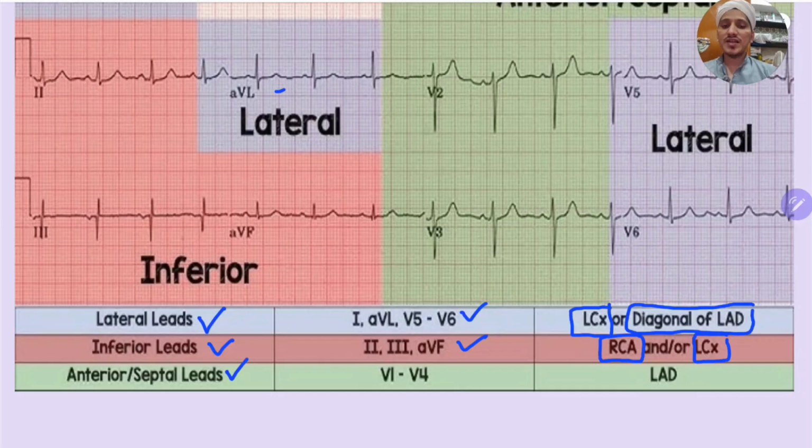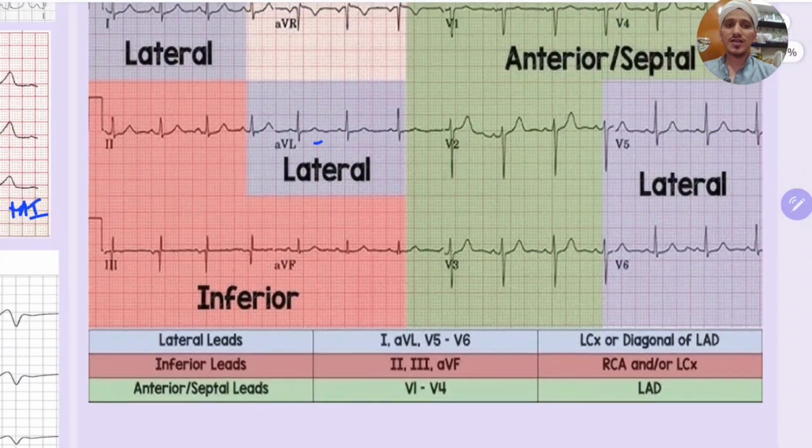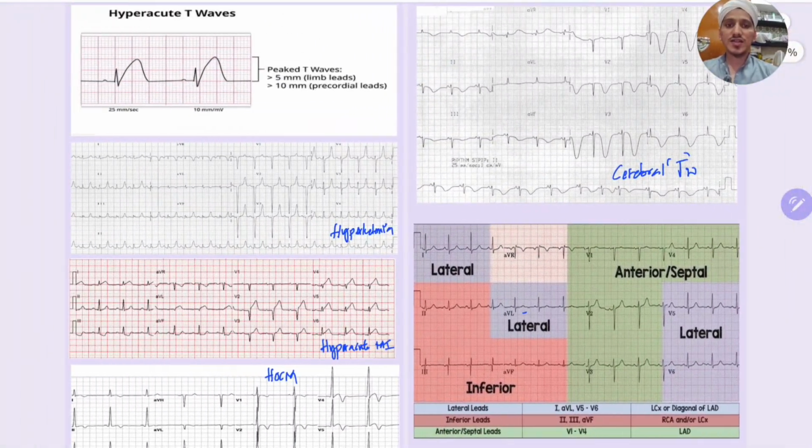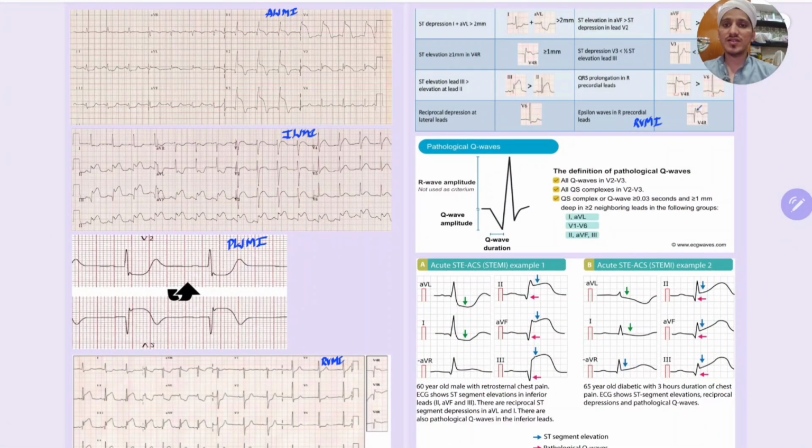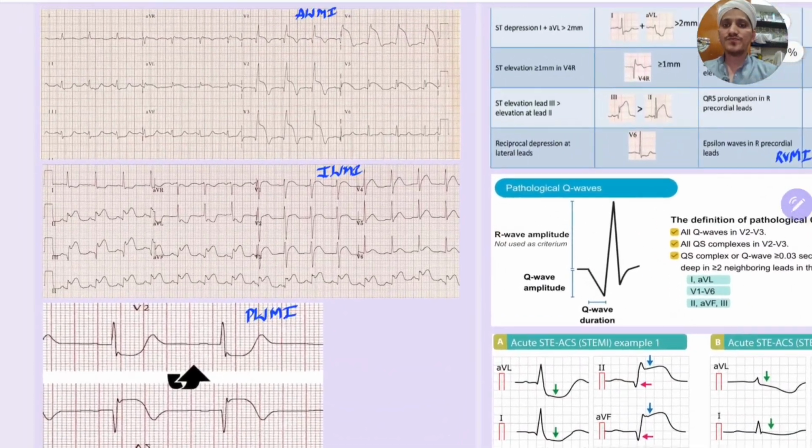In anteroseptal leads, which will be the artery? This is very important: left anterior descending artery. Only one. Just to revise, in inferior infarction, right coronary artery or left circumflex artery. In lateral infarction, left circumflex artery or diagonal branch of left anterior descending artery. In anteroseptal infarction, left anterior descending artery is involved. So these are the things which you should remember. This is very important. You can take a screenshot of this and copy paste this into your mind, saying it again and again.